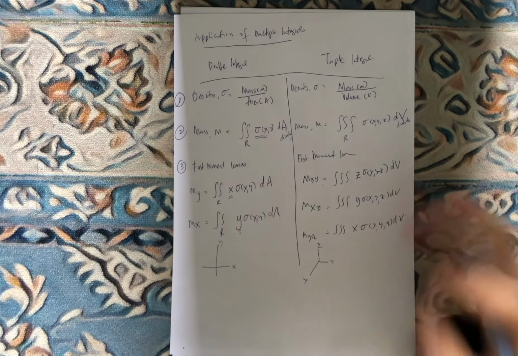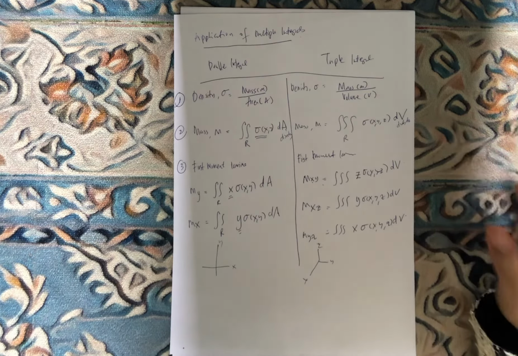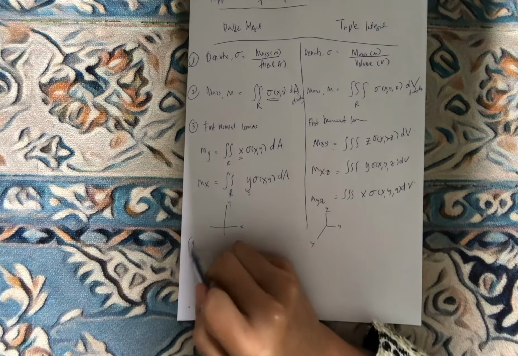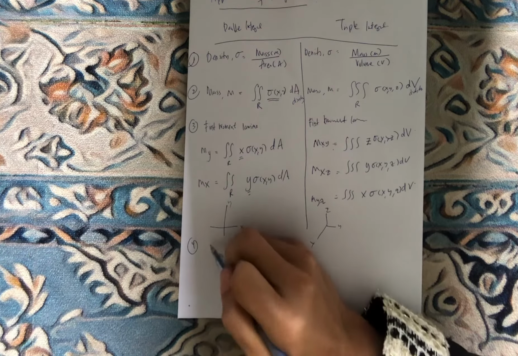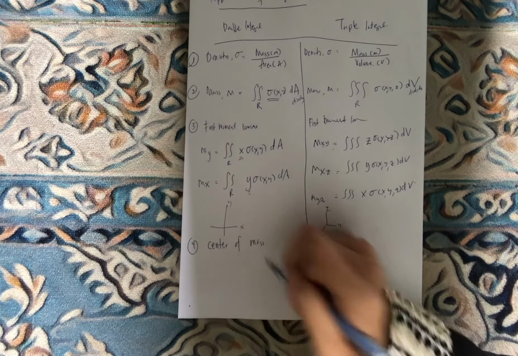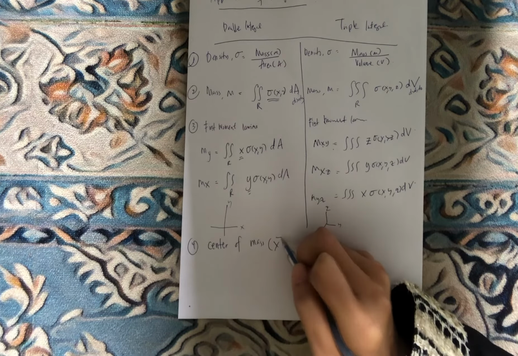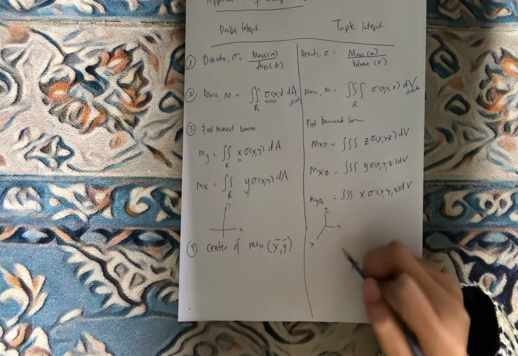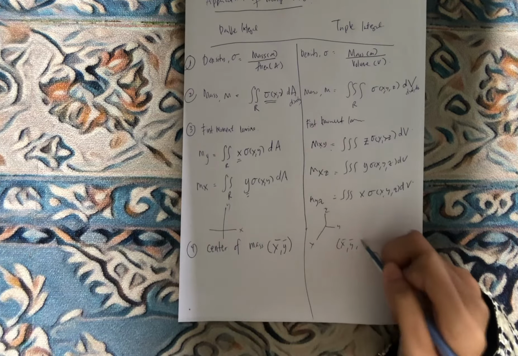Okay, so this is how we want to memorize it. So then what's next? We have another one, which we call the center of mass. We denote the center of mass as x bar, y bar, and for triple integrals we denote it as x bar, y bar and z bar.